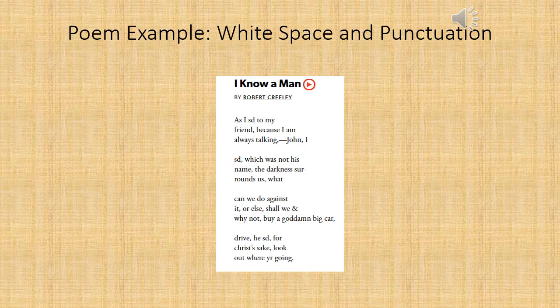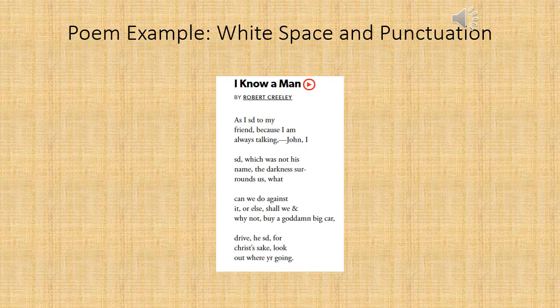Other things he's doing within the poem, in the second stanza, the second line, he hyphenates "surrounds us," right? So it's truncated as well. So let's look at, he's using 3 lines per stanza.